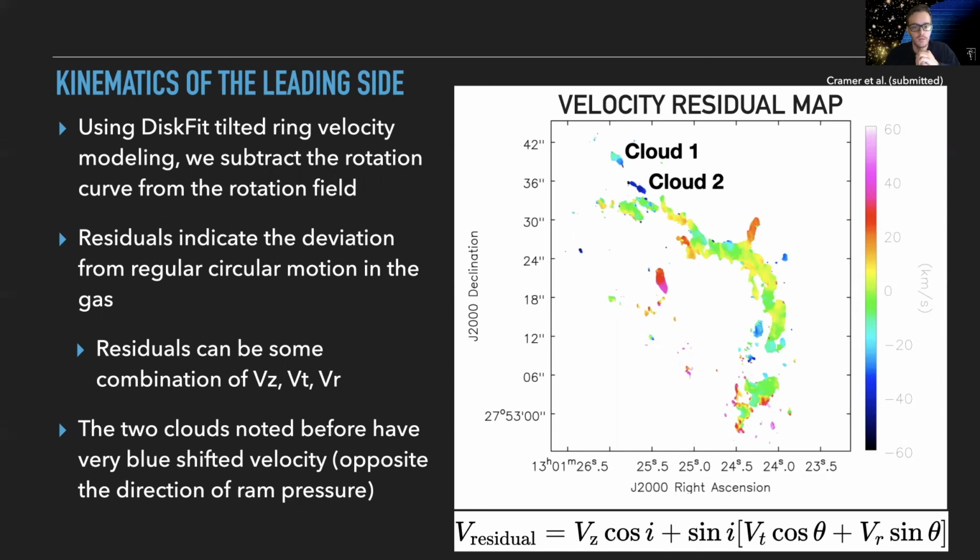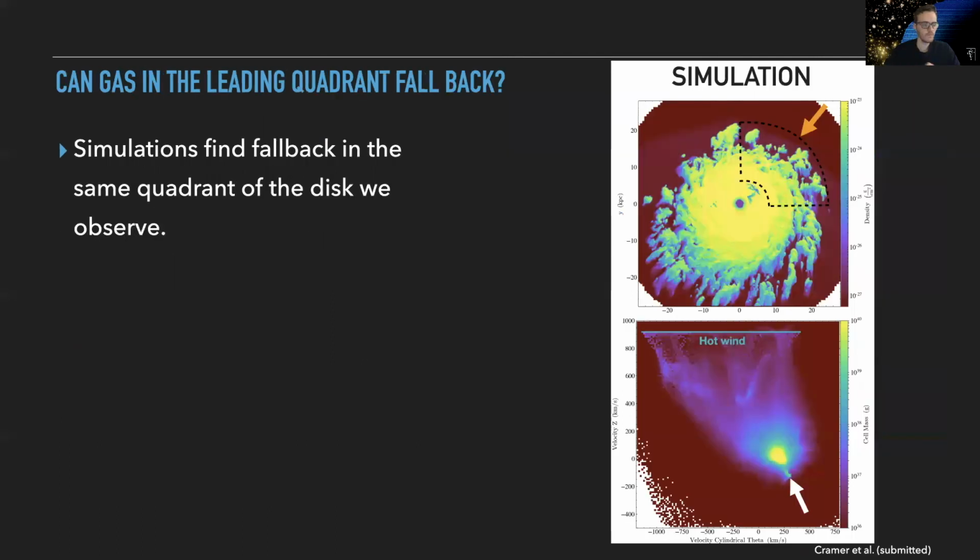Instead, to explain their blue shifted motion in this map, they would have to be moving at least 200 kilometers per second slower in rotation than the rest of the gas, or be falling back towards the galaxy with a velocity of about 50 kilometers per second. And we see this in a simulation from Stephanie Tonnesen that's also included in the paper. This is a simulation of a galaxy that's experiencing ram pressure at a disk wind angle of about 45 degrees. So similar to what we expect is happening at NGC 4921.